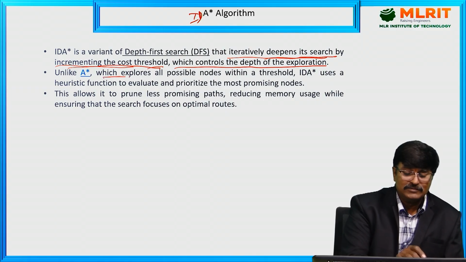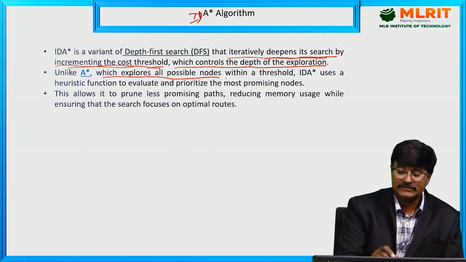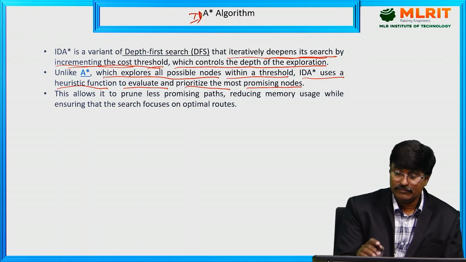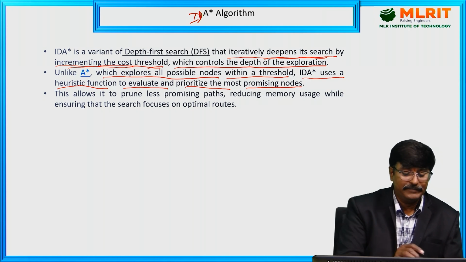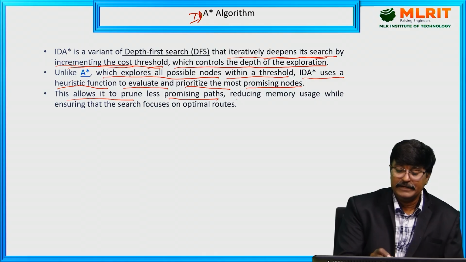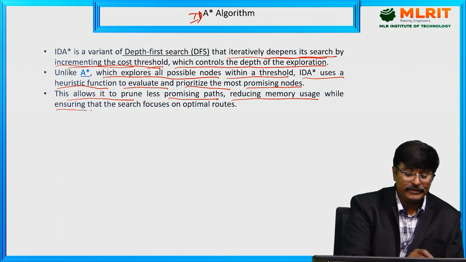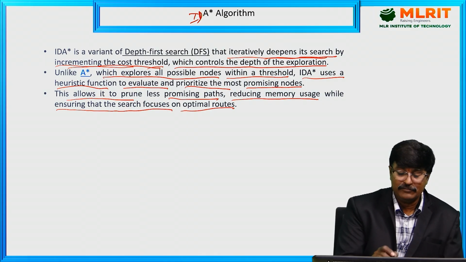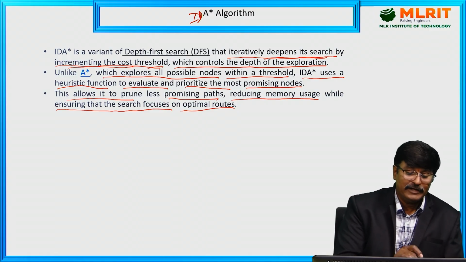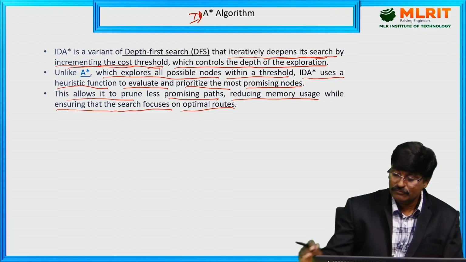Unlike A-star, which explores all possible nodes within the threshold, IDA-star uses a heuristic function to evaluate and prioritize the most promising node, whichever is the least node that you are taking. This allows it to prune less promising paths, reducing memory usage while ensuring that the search focuses on optimal routes. The complexity is reduced. You are not exploring all the nodes as in the A-star algorithm. Here the limitation is there, how much depth you have to go.